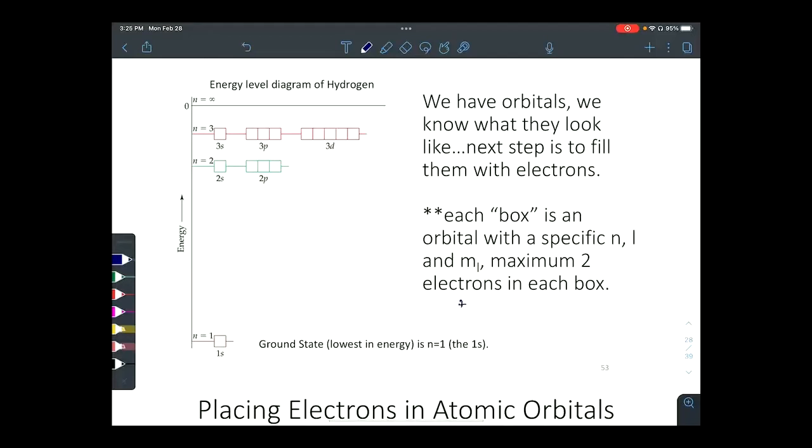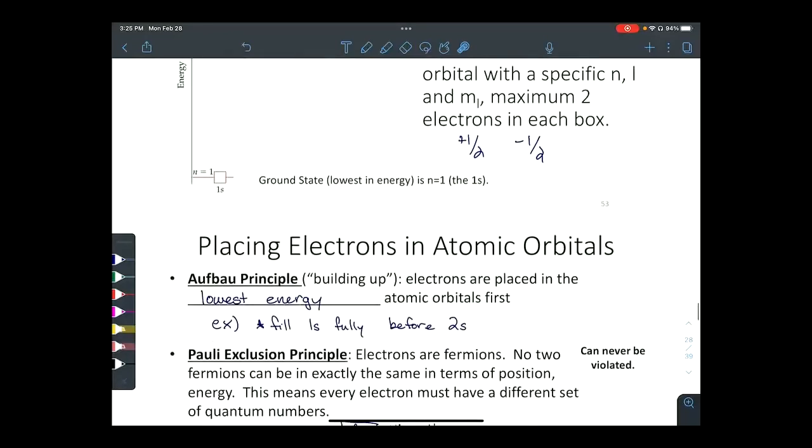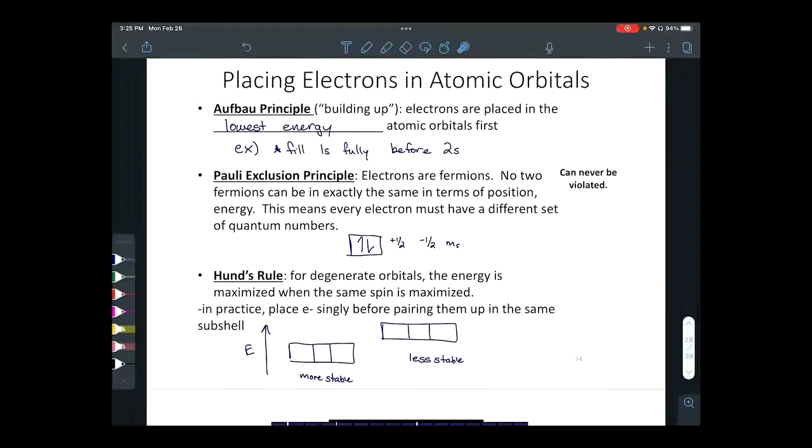We can have a spin up or a spin down, 1/2. That's our 4th quantum number. We now know the shapes of all of these orbitals because we talked about the first 3 quantum numbers. The last one, our MS quantum number, tells us we can put 2 electrons in each box. So here are the rules for placing electrons in atomic orbitals.